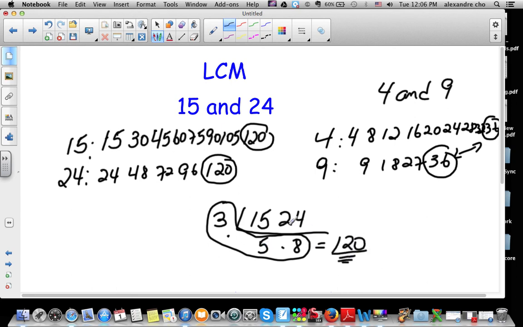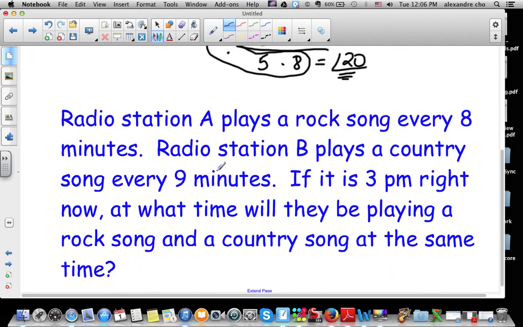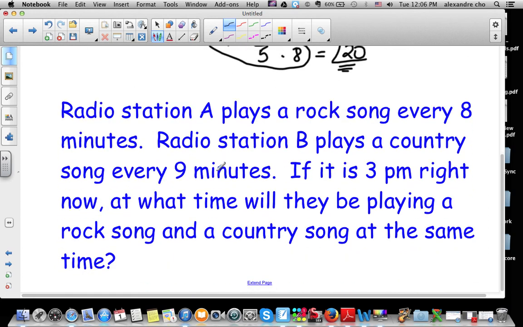I think the slide method is a little bit easier than listing all the multiples. But pay attention to the questions. Sometimes they will ask you to list or do one way instead of the other. Okay? All right, so let's look at a question.